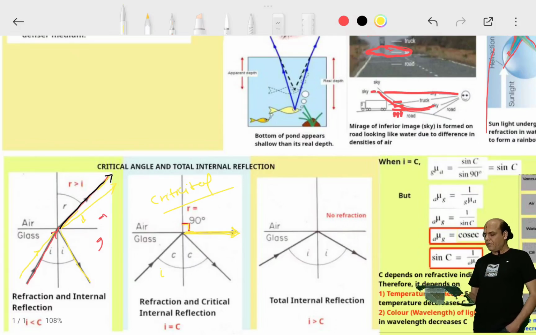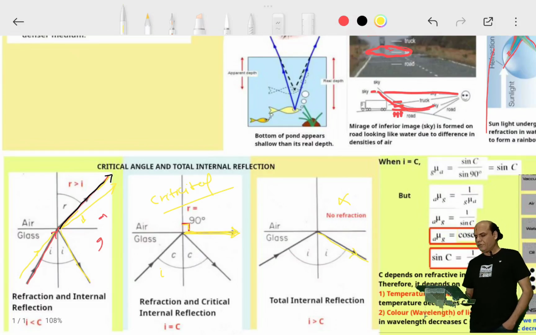Okay. Now if you increase your angle of incidence further beyond the critical angle, then there is no refraction at all, and the entire light is reflected along this direction. So this phenomenon of no refraction at all is called total internal reflection.